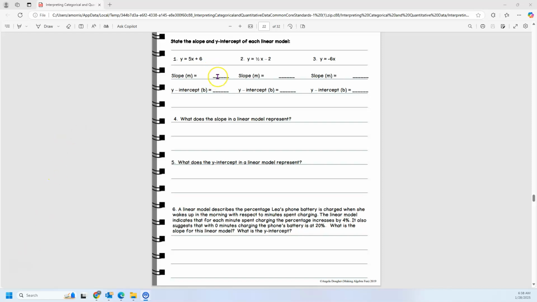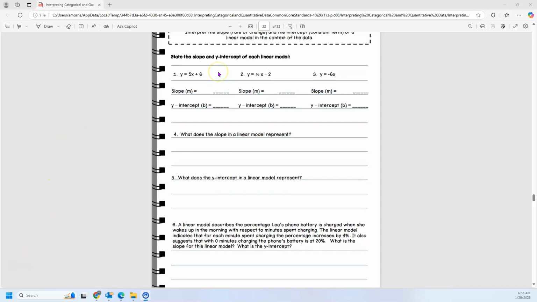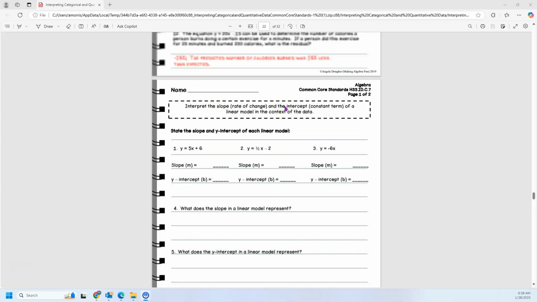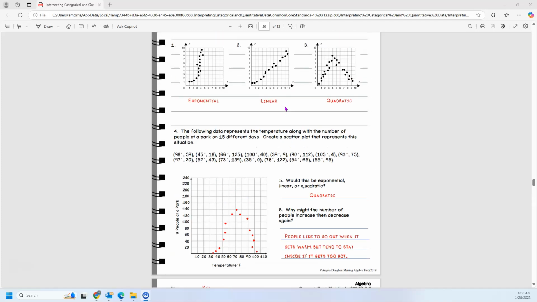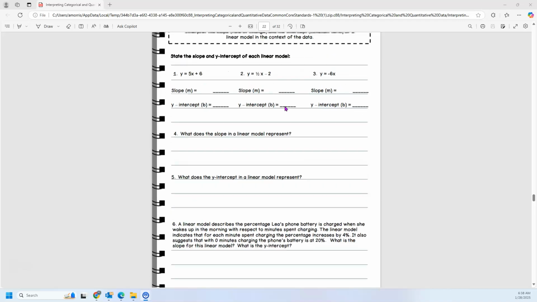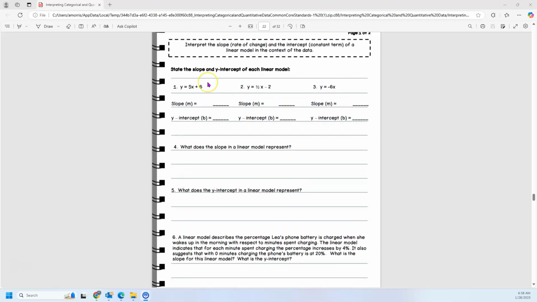Let's look at this worksheet and complete it together. So this worksheet is a review of slope, and that's because as we move into doing stuff with scatter plots and things like that, we want to make sure that we are familiar with slope, because that's the basis for it, okay?